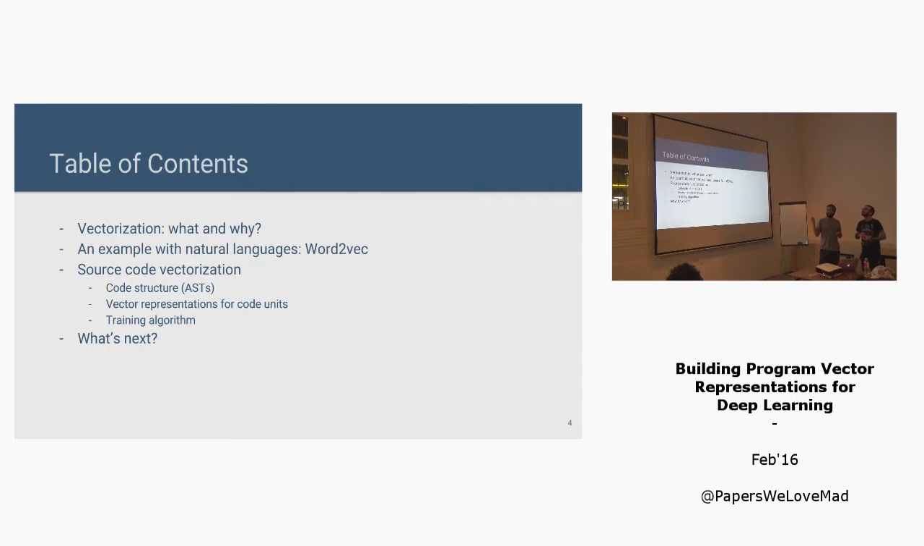And then we'll move to the actual content of the paper that we're going to discuss, which is source code vectorization. In order to discuss it, we need to understand how code is different from natural language, why we need to pay attention to code structure, how we build vector representation for code units, the training algorithm that we use in order to come up with those vector representations, and after we have built them, what's next, what we can do with that.